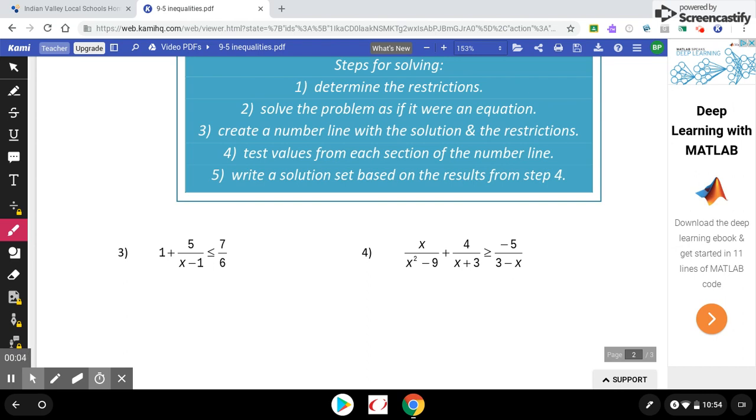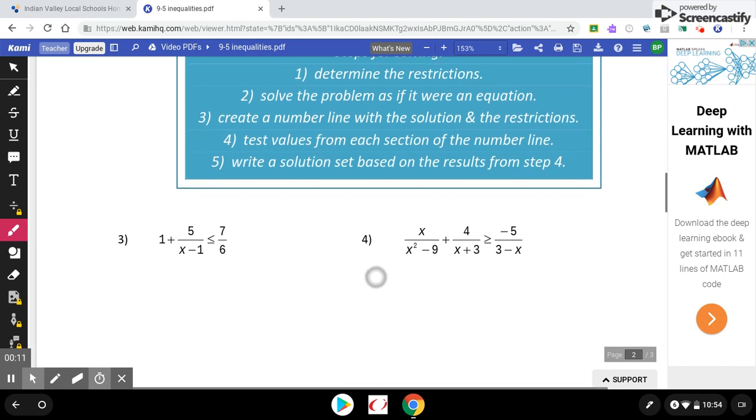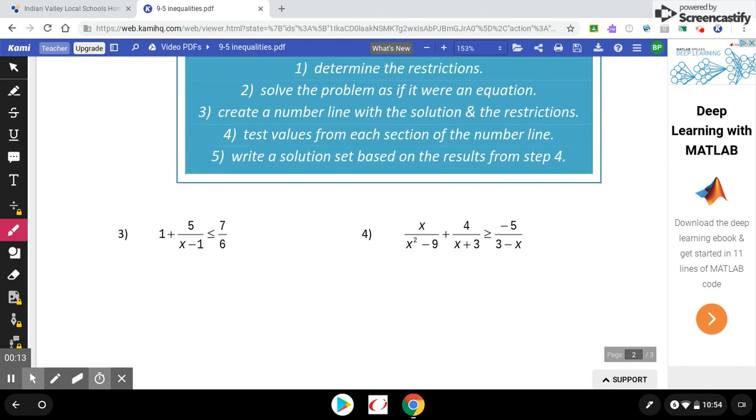Hey, I'm going to get going on this one because, as you can see, number 4 looks like kind of a monster problem. So, recapping from what we did in part 1, got to determine the restrictions first. So we have an x minus 1 on the bottom of this guy, number 3. Well, if I stick a 1 in there, 1 minus 1 is 0. Can't have that. Step 2 is to solve the problem as if it were an equation.